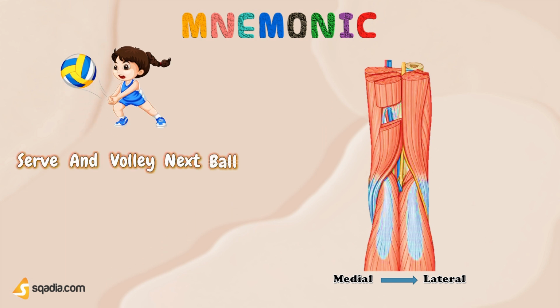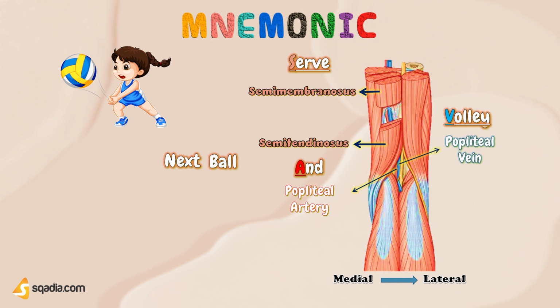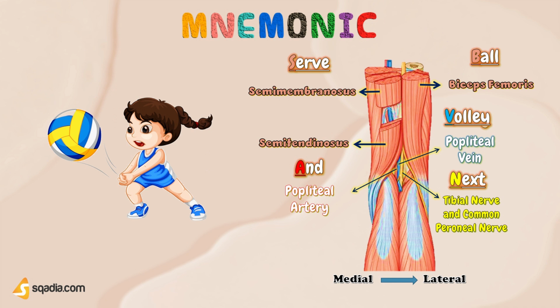Here, the capitalized words are used to denote the structures in the popliteal fossa, such as the S in serve is for the semimembranosus and semitendinosus muscles. A is for the popliteal artery. V is for the popliteal vein. N is for the tibial and common peroneal nerve. And lastly, B is for the biceps femoris muscle.